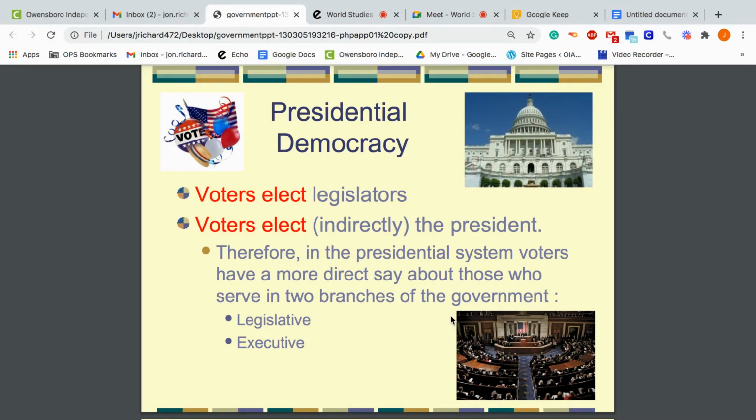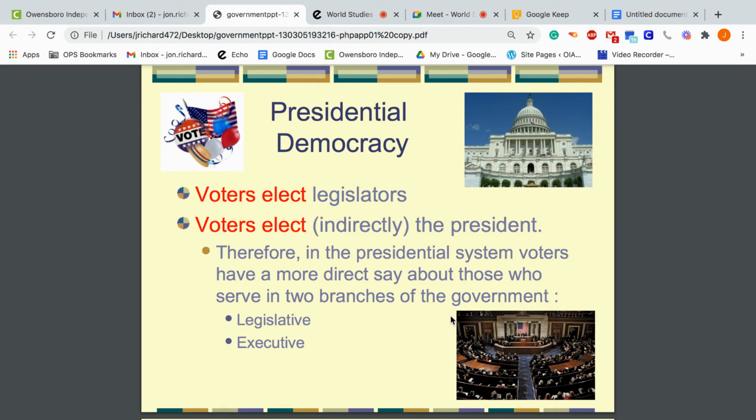What we've been talking about, those representatives, senators and representatives. We elect the legislators. And then voters indirectly vote for the president. Okay? Now, why do we say indirectly? Does anyone know why it's indirect? What do we have in the United States that's a little bit different?